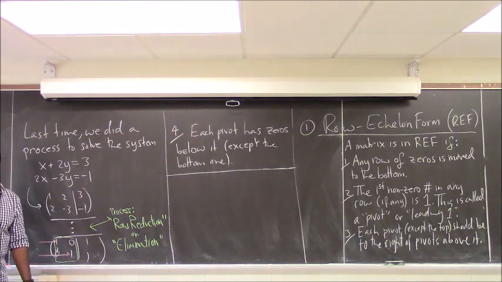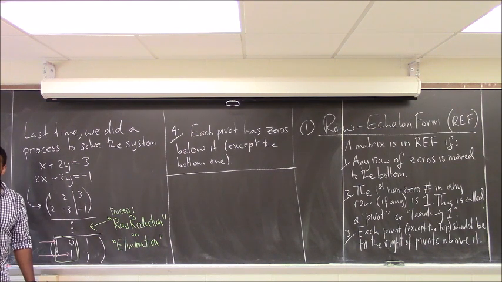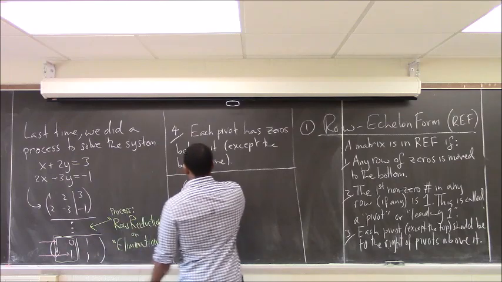Okay. And so if it's like they always have to be to the right of the one above them, what if they're in the same row but all the way to the right column? That would be in row echelon. That would fulfill the criteria. Okay. So what if they were in the last column? I'm gonna do examples.